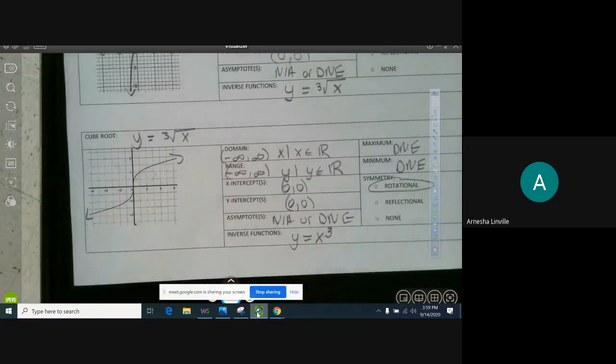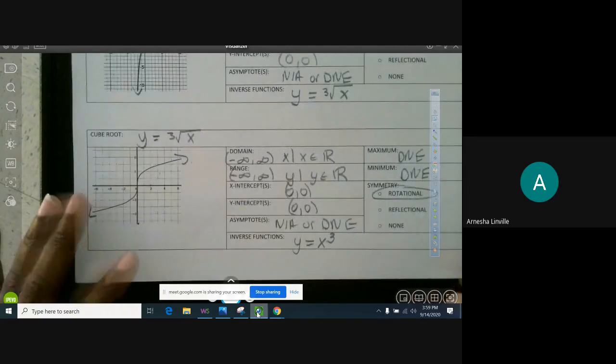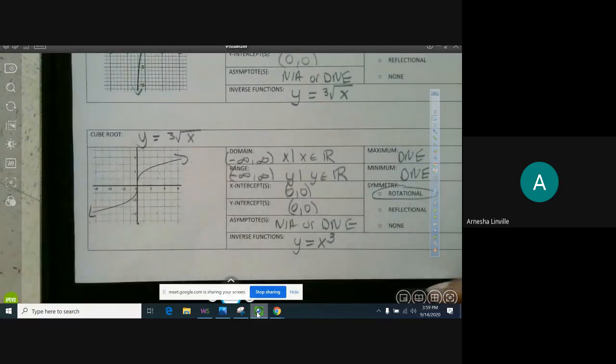Okay, and these are all the attributes of the day 2 parent functions, which again is absolute value, rational, cubic, and cube root.